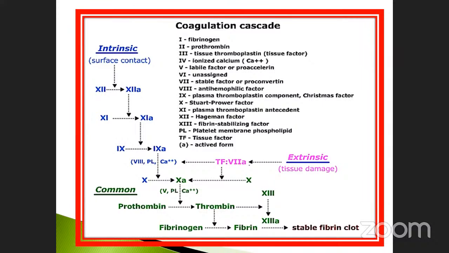See here, the intrinsic pathway, surface contact. Here it starts from 12 to 12A. What is the meaning of A? It is the active form. When the inactive form of any factor is converted into the active factor, that is why they put an A here. See, these are all A like that. So these are the factors. What factors are involved? 14 factors are involved in this process.